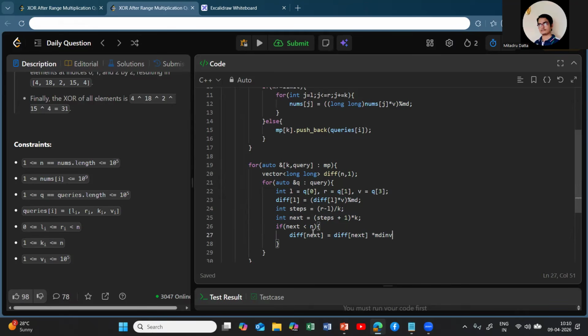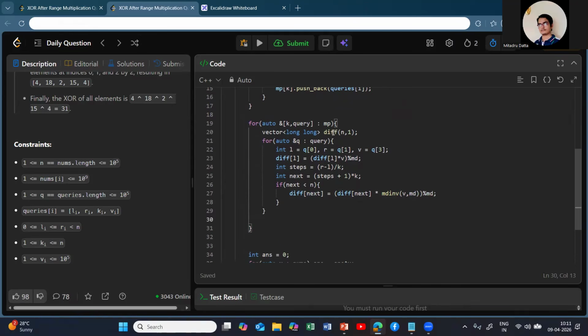I will try to write a function which will calculate this mod inverse value, and I will pass the mod also. After multiplying, I need to take the whole mod also, right? I just took the whole mod, and you see now you have processed all the queries for a particular value of k. Now you find the prefix array of that and just multiply that. That is all, right? So you need to find the prefix array to get all the multipliers.